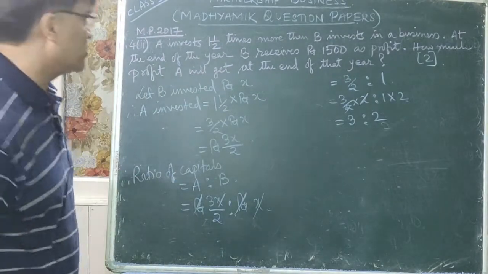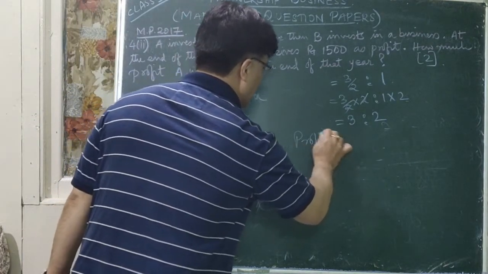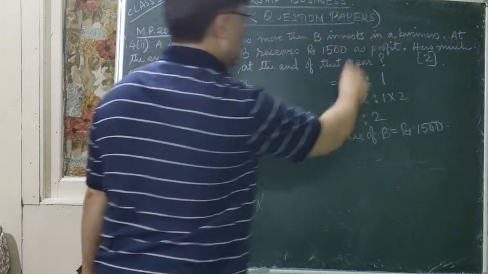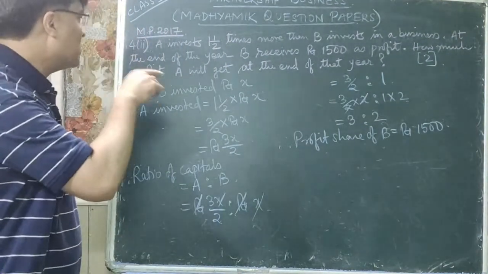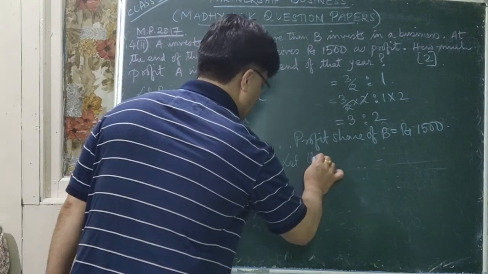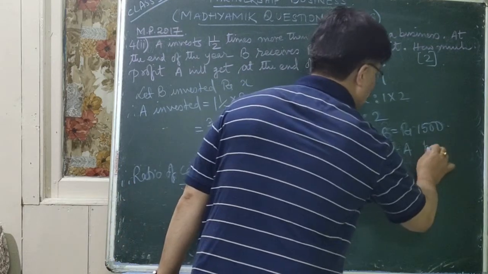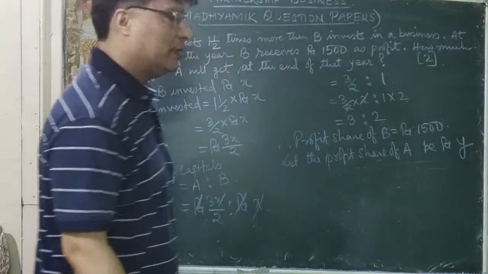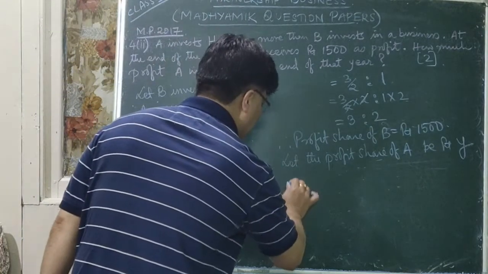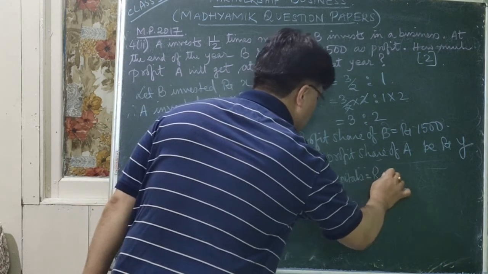That was the ratio of capitals. Now what is the profit share of B? Profit share of B is rupees 1500. Now, how much profit will A get at the end of that year? You have to find out the profit share of A. Let the profit share of A be rupees Y. Again, ratio of capitals is equal to ratio of profit.